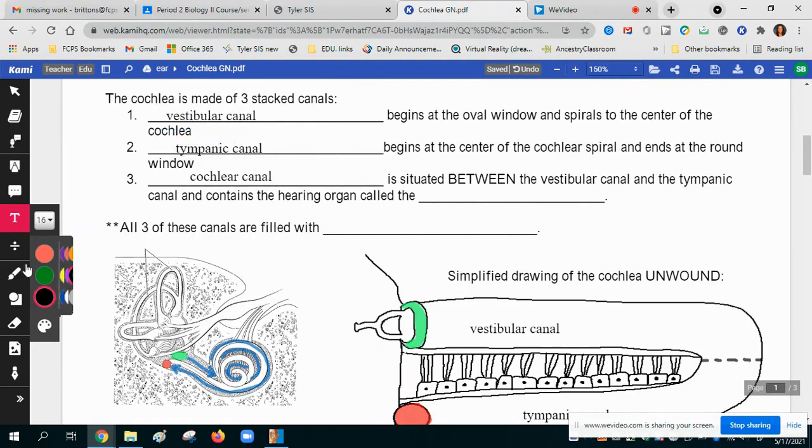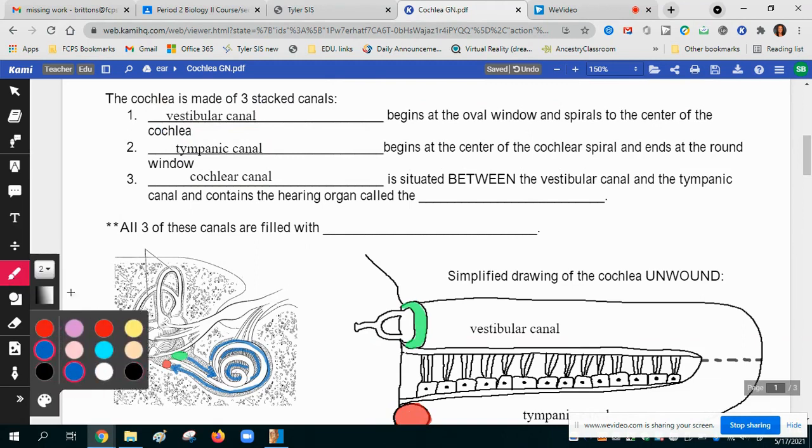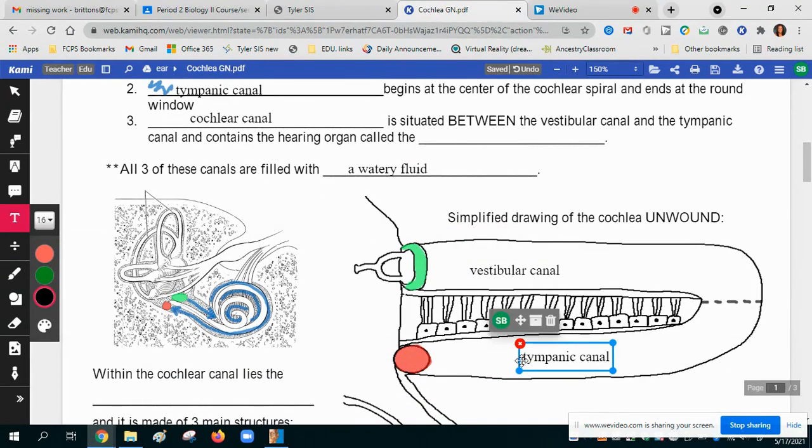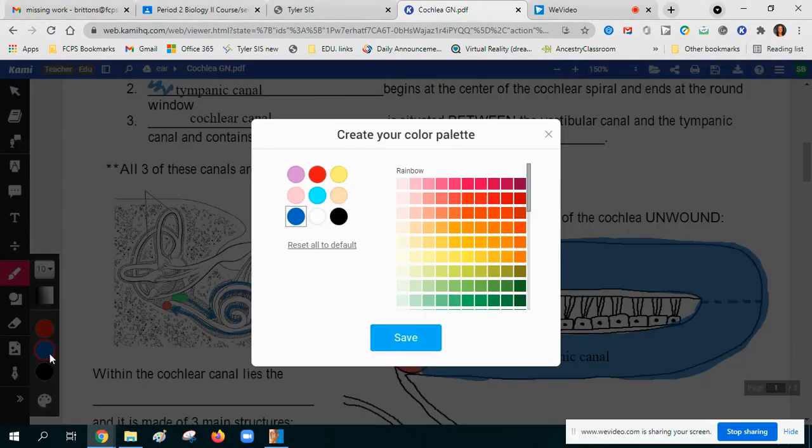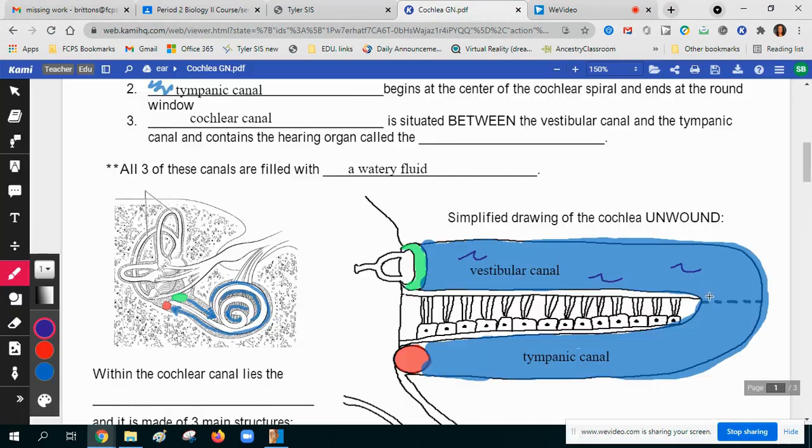So to keep things straight, I'm going to use some colors to represent each one. I'm going to color both the vestibular canal and the tympanic canal this blue color. And I'm choosing blue because they are filled with a fluid. That's a major part of the story, that they're filled with this watery fluid. So I've colored both the vestibular and the tympanic canals blue. I am going to do something else. May seem a little extra, but I'm going to make little waves in that fluid so we know it's a fluid.